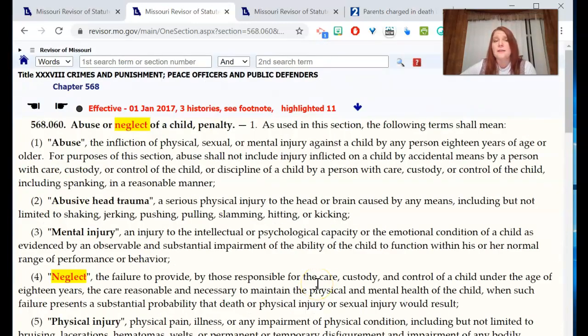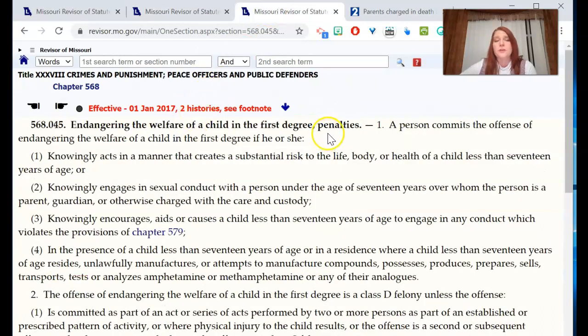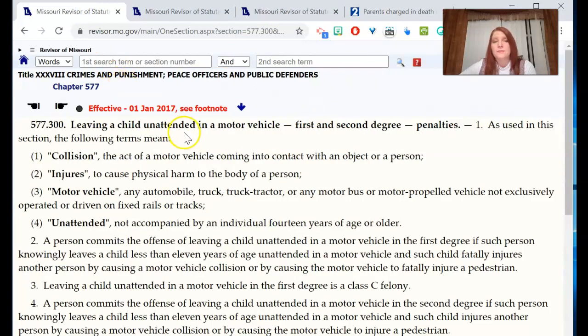So if a child gets harmed, there's lots of different statutes they have to look at. Abuse or neglect might be one. Endangering the welfare of a child might be one. And then as we talked about here, leaving a child unattended in a motor vehicle has a very specific one, but that could be one as well. So take some time to look through the statutes and make sure that you understand how to interpret them.